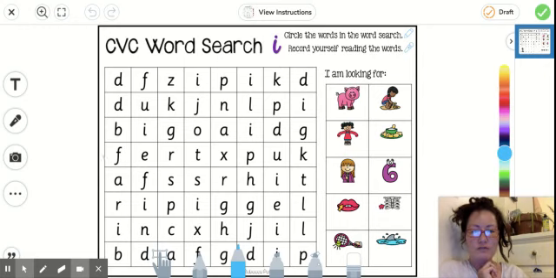I'm not going to just randomly look for the word pig. Oh my goodness, where's pig? I don't know where it is. I'm going to look for the first letter, P. And what's the second letter, which is the vowel? I. So I'm going to look for P-I, P-I-G, if you can remember all three letters. P-I, P-I-G.